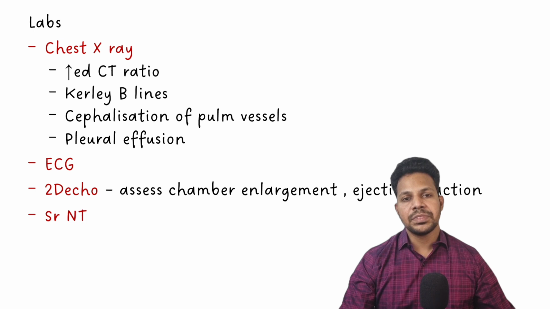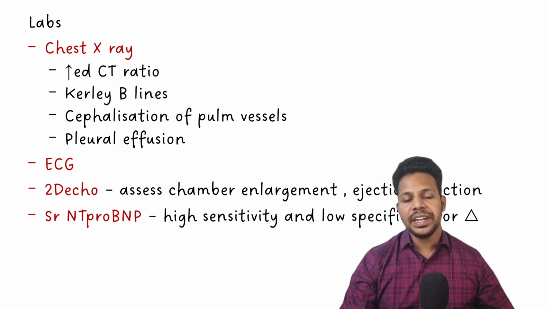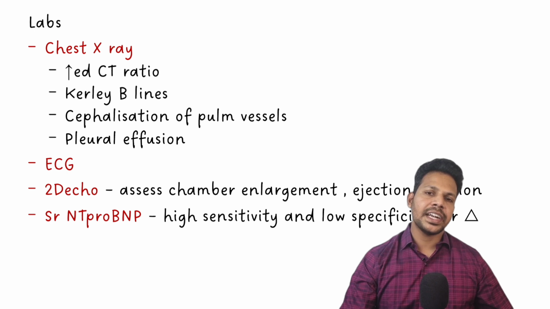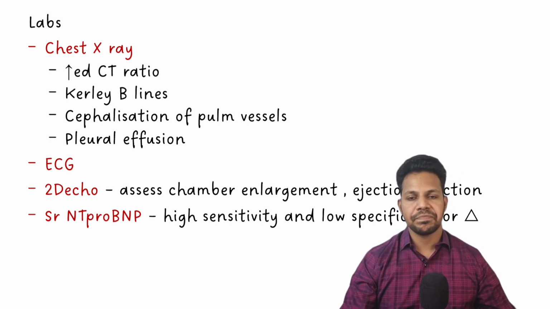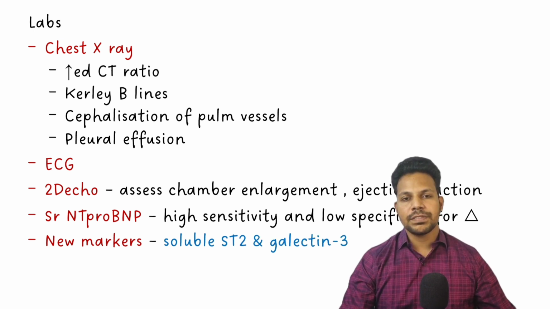And serum NT-proBNP. We can do a BNP or serum N-terminal pro-brain natriuretic peptide. This BNP is produced from the ventricles when they are under a lot of pressure. So it has high sensitivity and low specificity for heart failure. Low specificity because it may be elevated in women as well as in the elderly age group. So we have certain new markers for the diagnosis of heart failure, soluble ST2 and galectin-3.